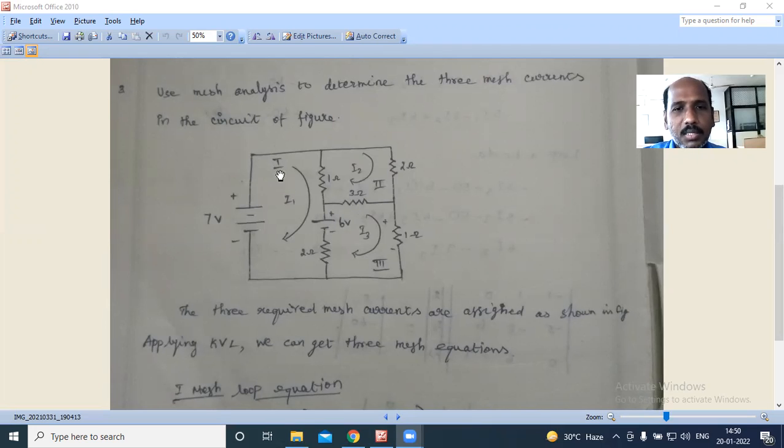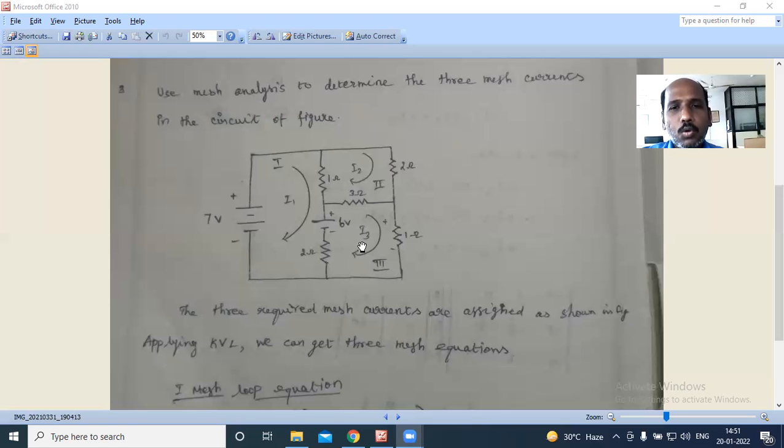Here I assumed the mesh currents. In the first mesh, the current is I1, and I'm considering the direction as clockwise. This one is mesh 2. Here I assumed the current flows through mesh 2 is I2. And then this one is mesh 3. The current flows through mesh 3 is I3. There are three meshes here. I assumed three mesh currents, I1, I2, and the third one is I3. Okay, this is the first step.